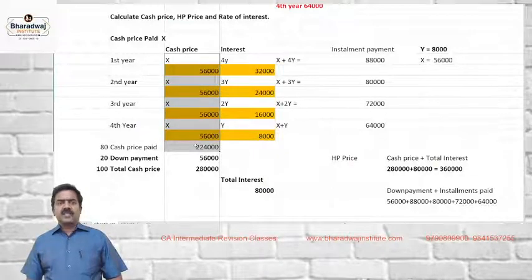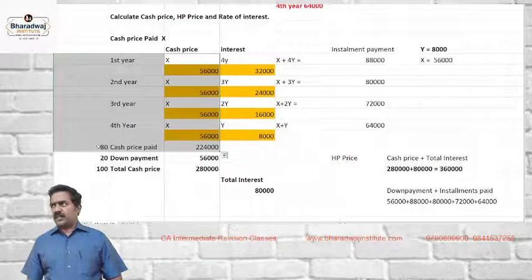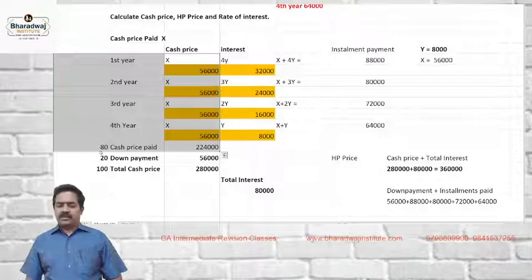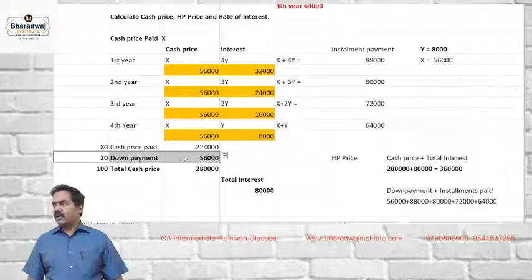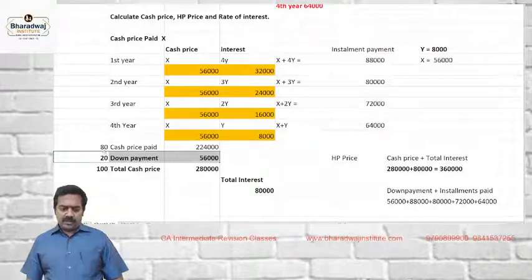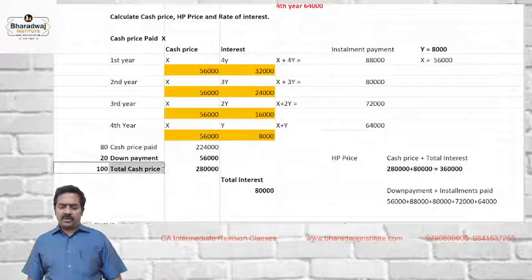Total of all these things gives us 2,24,000. That is only 80%. Why? Because 20% is the down payment. So if 80% is this much, what is the 20% down payment we get for the total cash price?